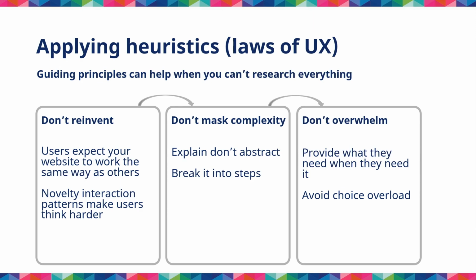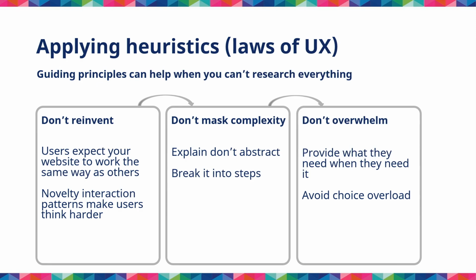So the first is don't reinvent. Sometimes this is called Jacob's Law, which is named after Jakob Nielsen, who's a kind of UX guru. Users spend 90% of their time on other systems and sites. They'll expect whatever you're putting out there to work in the same way. So it can seem cool to push the tech sometimes to make novelty interaction patterns, but actually you're giving people more to think about. And that might take away from the content or whatever your call to action is that you want, if they have to try and work out how this menu works or so on.